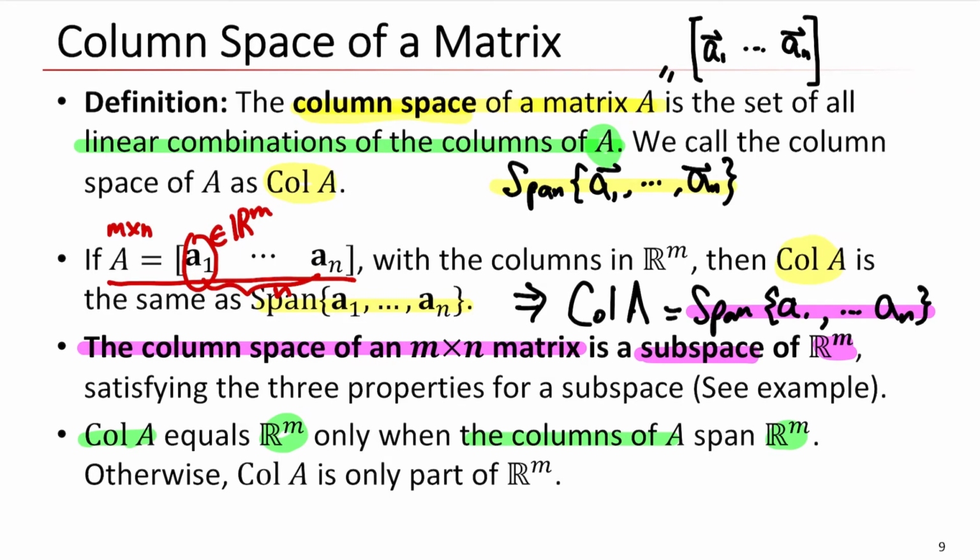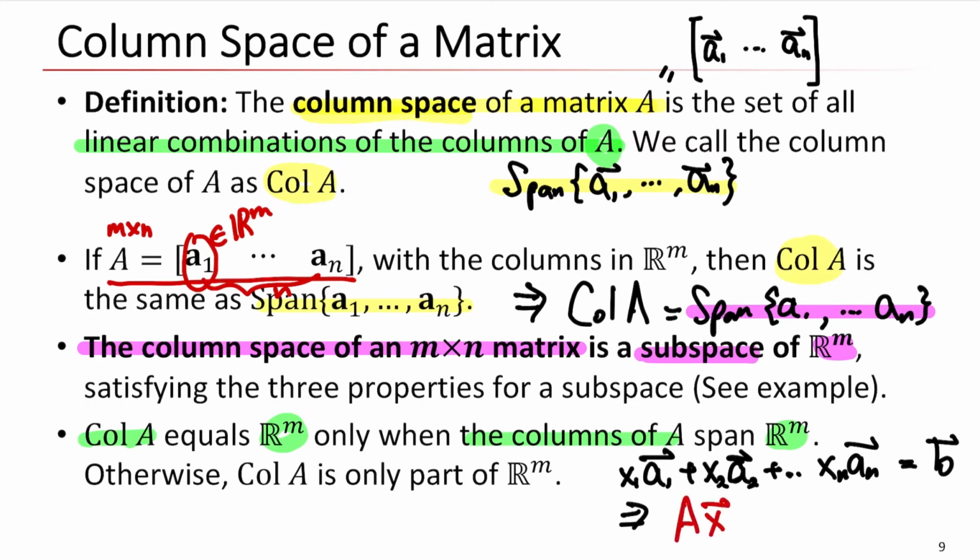The columns of A span R^m. What does it mean? What's the definition of the span? x1 a1 plus x2 a2 plus ... xn an, right? Then let's say there is a vector b of the column space, a linear combination of the column vectors a. Then what is that? This is Ax equals b, right?